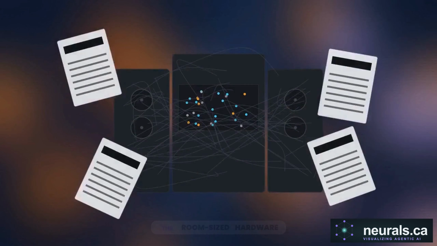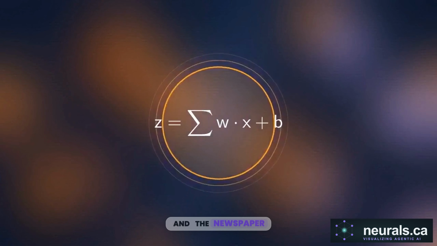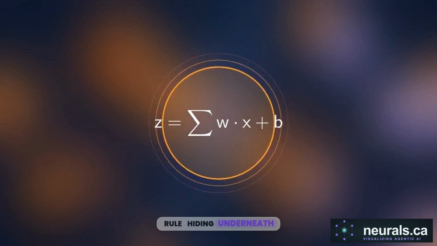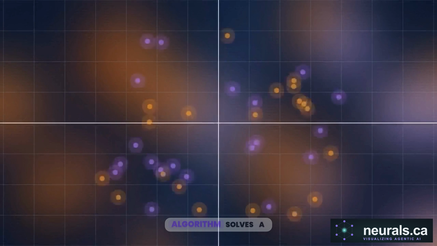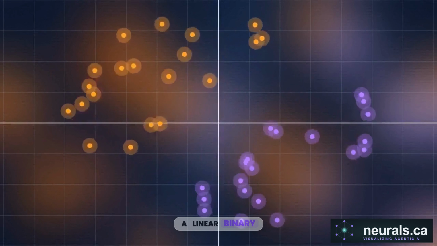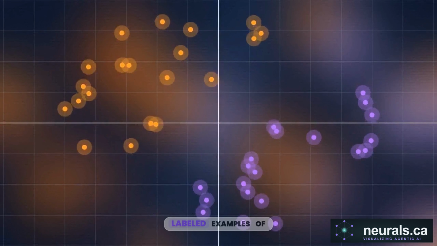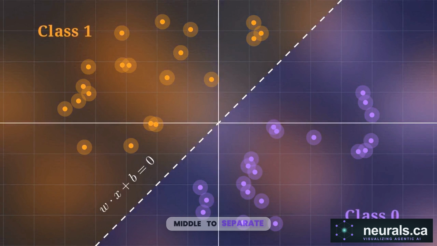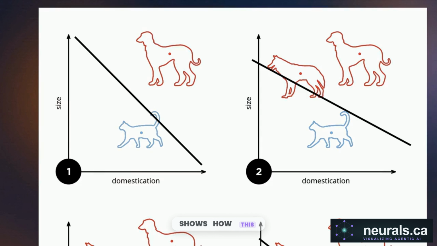If we strip away the room-sized hardware and the newspaper headlines, we find a tiny, elegant rule hiding underneath. Strictly speaking, the algorithm solves a very specific spatial problem. It is a linear binary classifier. It takes labeled examples of two distinct classes and calculates how to draw a single straight line right down the middle to separate them. This chart shows how this plays out.